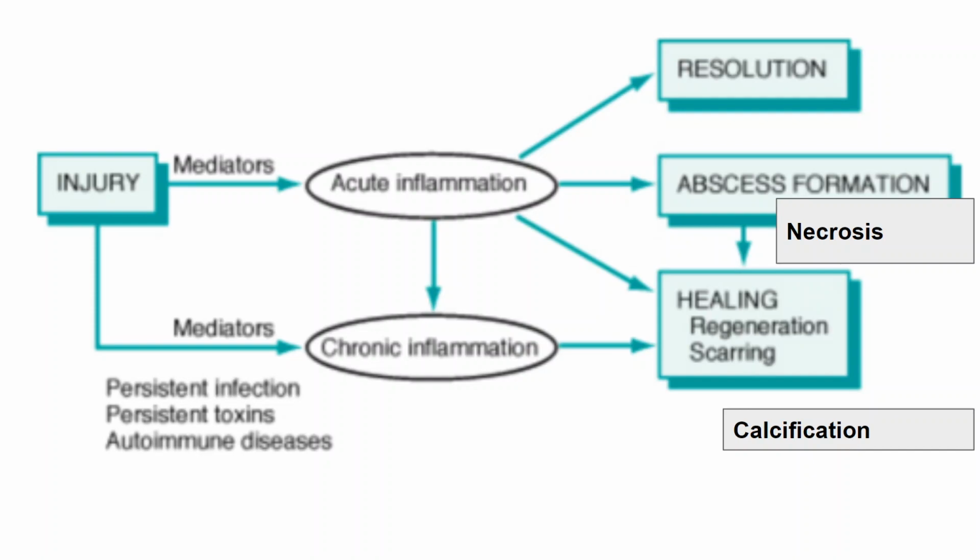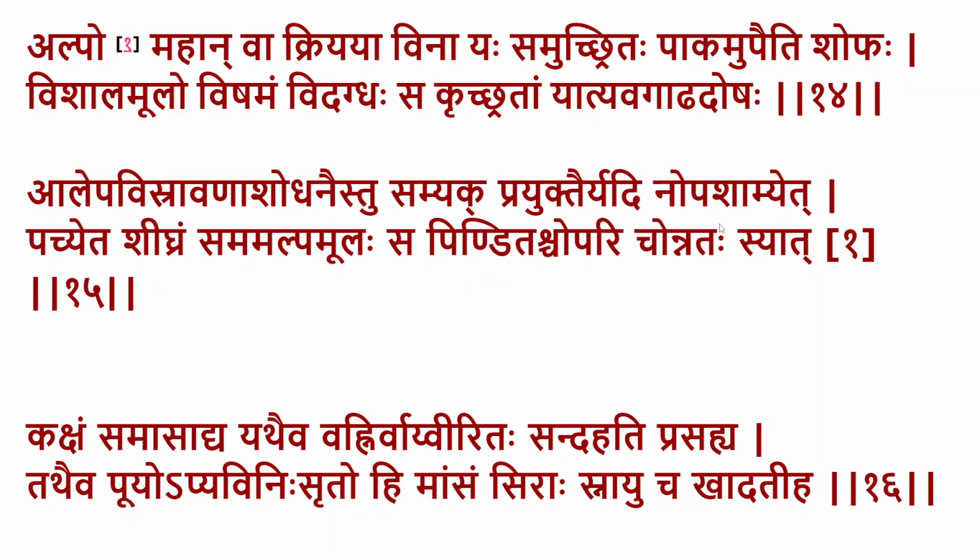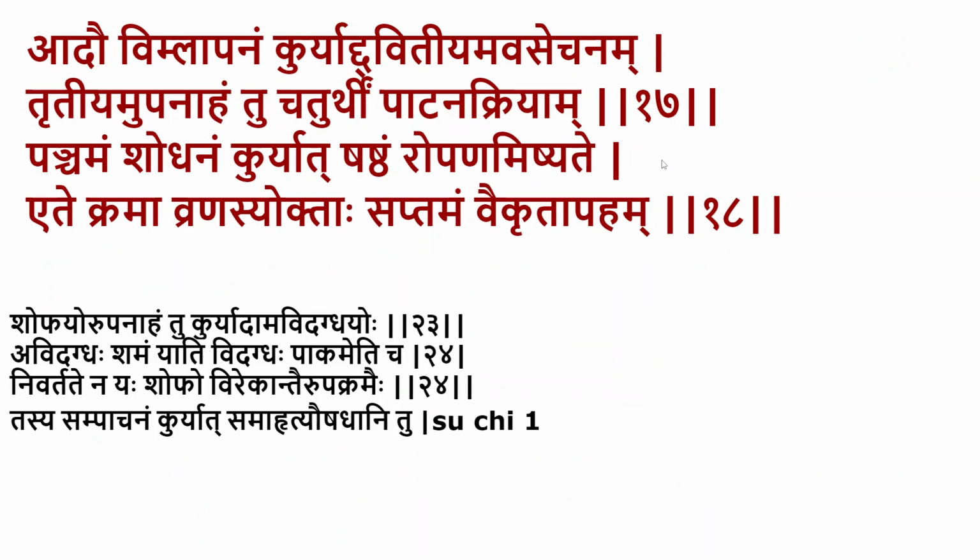When the body is not able to recover completely or remove that inflammation completely, to prevent further damage to the tissues, it may be just covered up by the calcified tissue. That also could be a response, and that's exactly what Sushruta mentions as the complications of the avagada dosha. Avagada dosha is where there could be a calcification, and the dosha could be covered up.